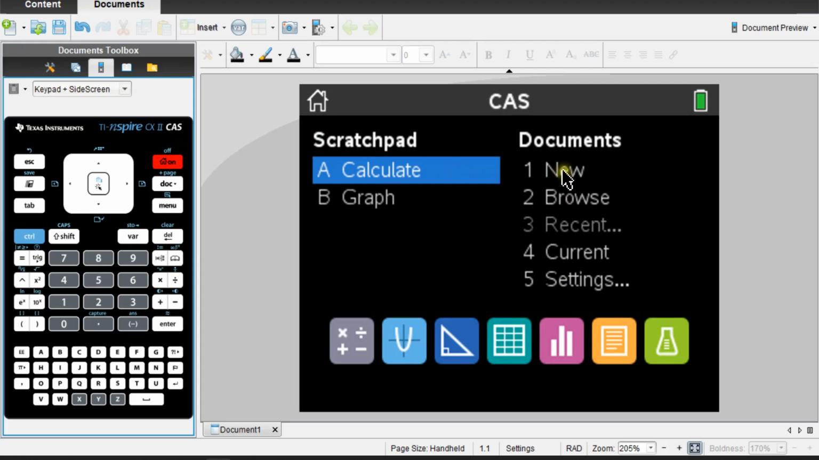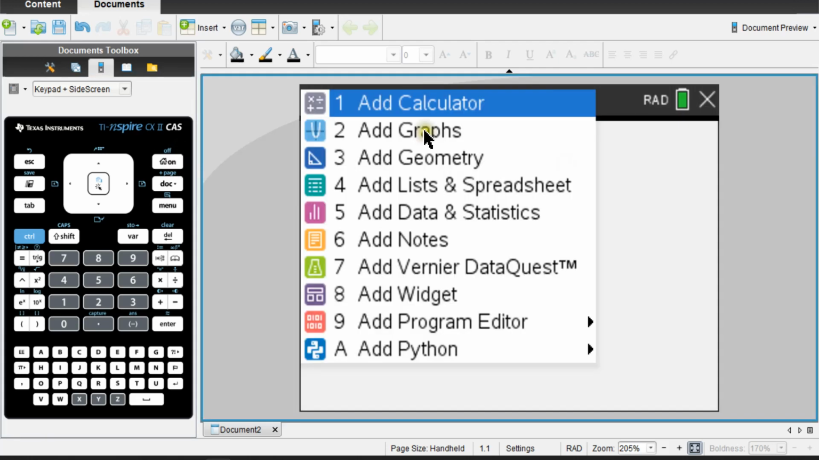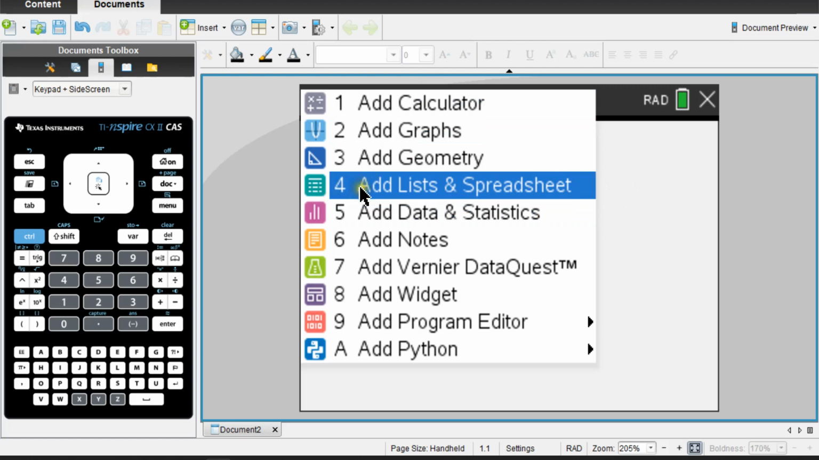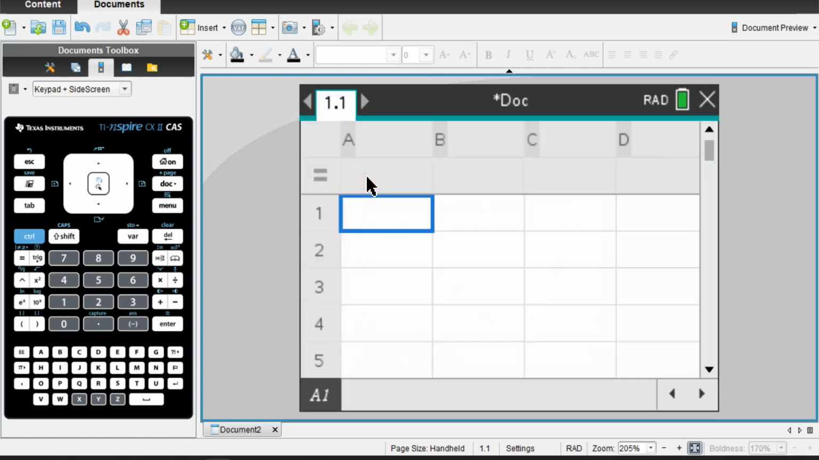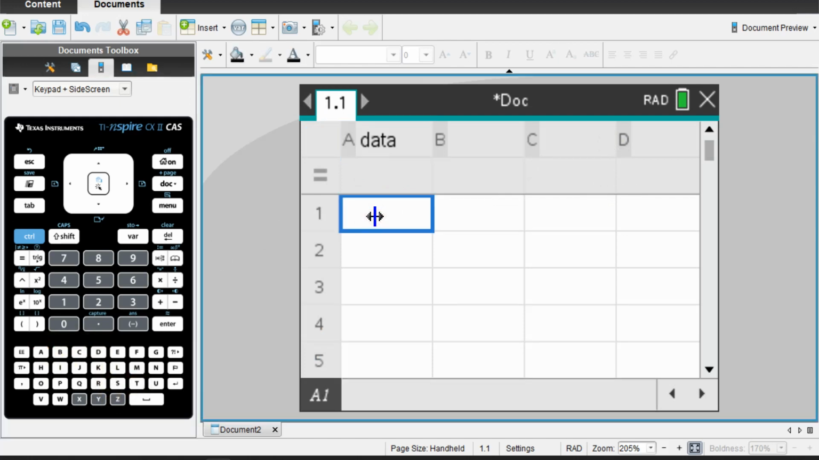Home button, new. Okay, you're going to click new. Now, out of there, you're going to go to lists and spreadsheets, the green one right there, and then you can put your data in. Make sure your column is labeled. I could call this whatever I want. I'll just call it data. Doesn't really matter, but it's not going to work if you don't put a name for that column.